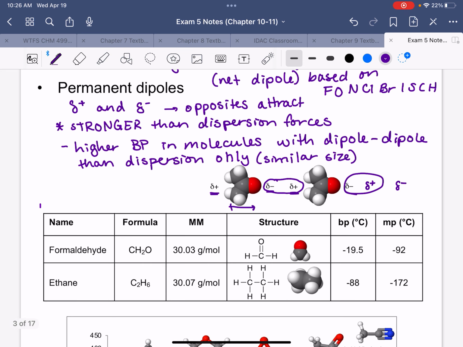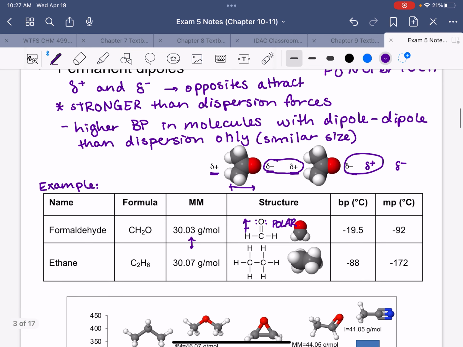So let's look at an example. If we have two molecules with pretty much the same molar mass, so you can see that these molar masses are basically the same, let's look at the structure of the molecule. So formaldehyde has this oxygen atom. We drew it in our discussion this week, and we know that this molecule has a net dipole towards oxygen. So this molecule is polar. Whereas this one, ethane, only has carbon and hydrogen in it, so there's no net dipole in this molecule, because we know that carbon and hydrogen have basically the same electronegativity.